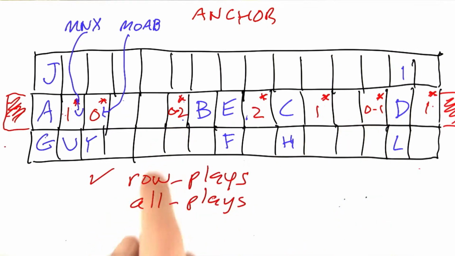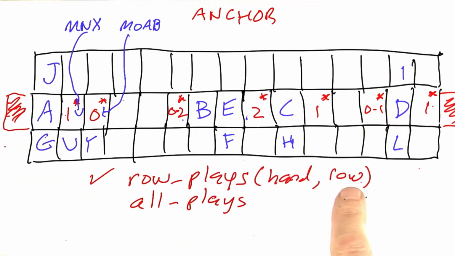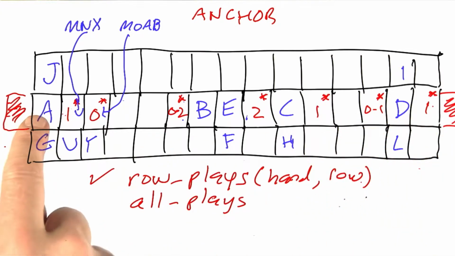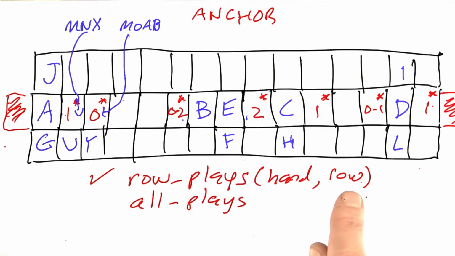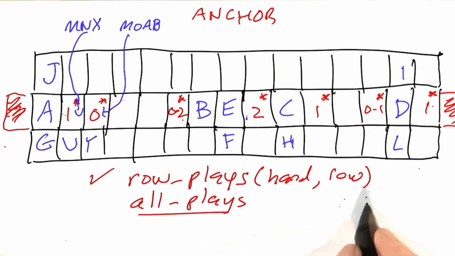I engaged in wishful thinking, which is always a good design strategy, in that when I called row plays, I gave it a hand in a row, but I made the row myself. Built that sample row that I called a row by making a list and saying, okay, I know A is here, I know an anchor called MNX is here, and so on. I didn't have my program construct that row. All plays is going to have to somehow do that type of construction.